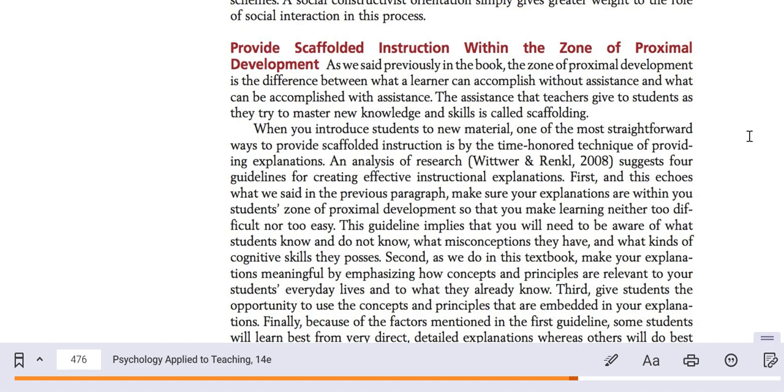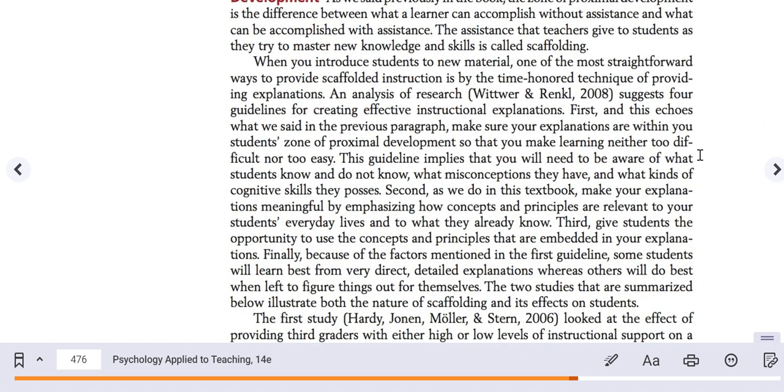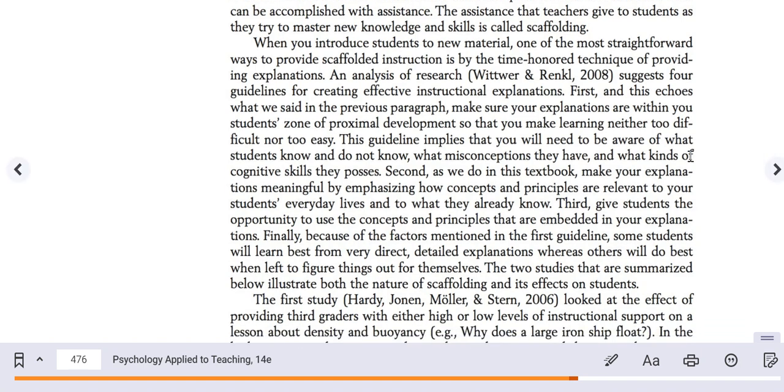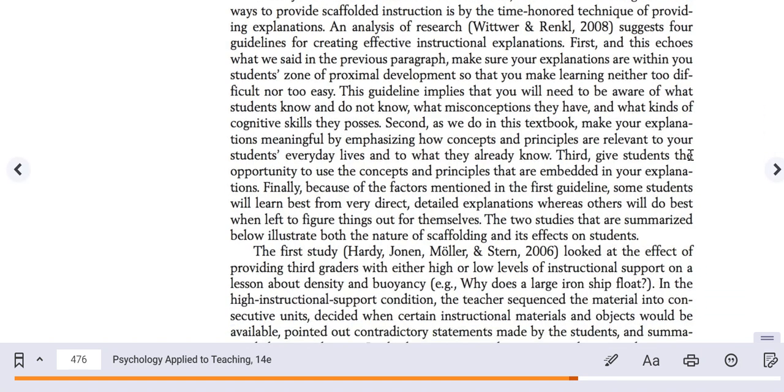Second, as we do in this textbook, make your explanations meaningful by emphasizing how concepts and principles are relevant to your students' everyday lives and to what they already know. Third, give students the opportunity to use the concepts and principles that are embedded in your explanations. Finally, because of the factors mentioned in the first guideline, some students will learn best from very direct, detailed explanations, whereas others will do best when left to figure things out for themselves.